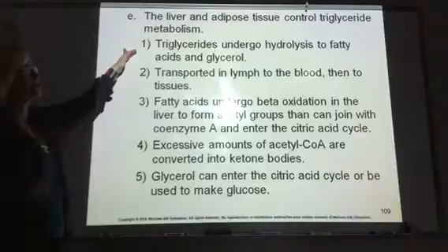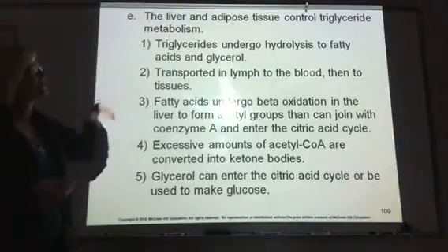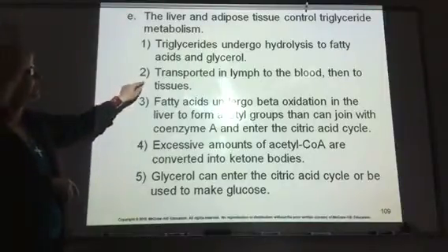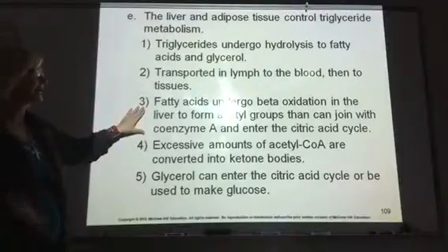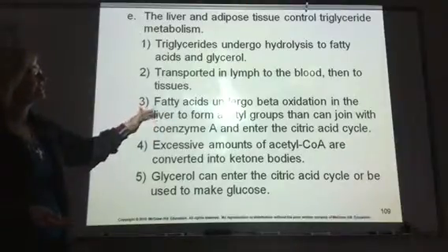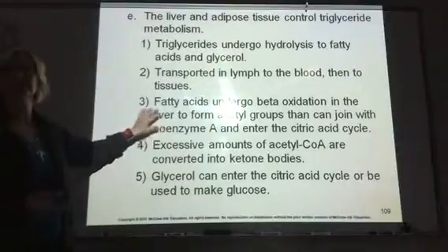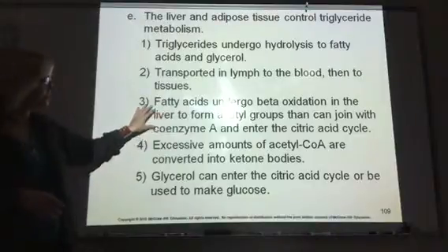Triglycerides undergo hydrolysis, which involves water, so they undergo hydrolysis to become fatty acids and glycerol. Hydrolysis is a breakdown of your triglycerides. It goes to the lymph, to the blood, and then carried to your tissues. Fatty acids undergo an oxidation to form acetyl groups. Acetyl CoA is very important for your citric acid cycle. This is going to help with muscle, cellular respiration, very important.